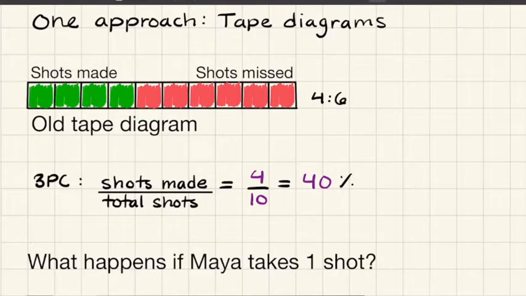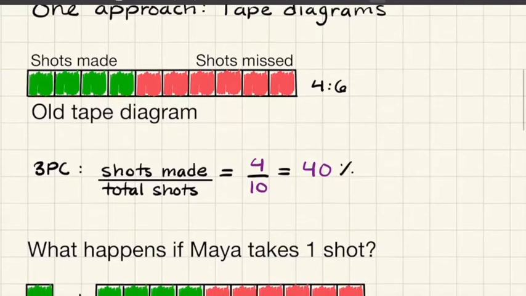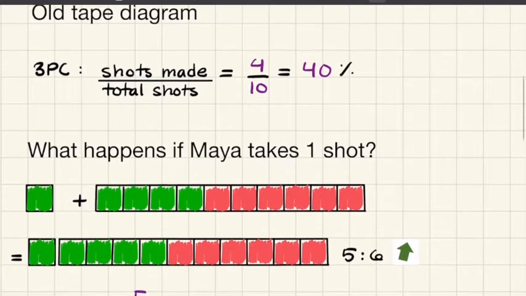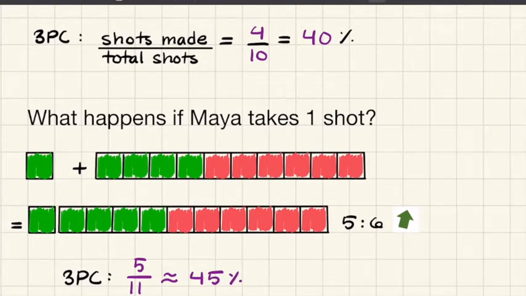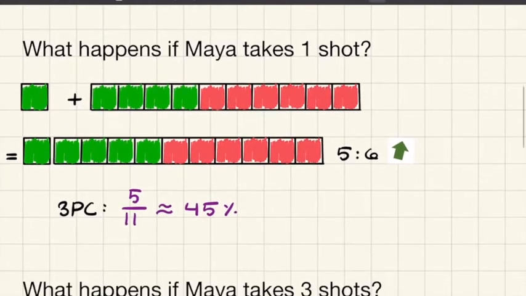So let's look at a couple of different ways to solve the problem. One way is actually to use tape diagrams. And remember that a tape diagram is just another way to represent a ratio. So let's say Maya takes 10 shots and she makes 4 of them. Then the 3-point percentage is 40%. So now what happens if Maya takes 1 shot? Well, we could just add 1 green square, and we'll see that the ratio between the green squares and the red squares is 5 to 6. And the percentage is actually 45% now, and that's an increase from the 40%.